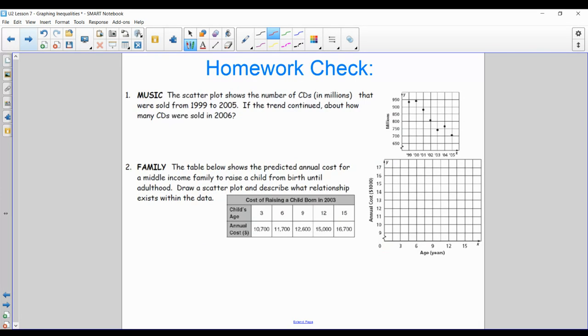So if you have specific questions on the homework, because these are kind of work and graphically oriented, why don't you bring those with you to class on Monday or email me about them.